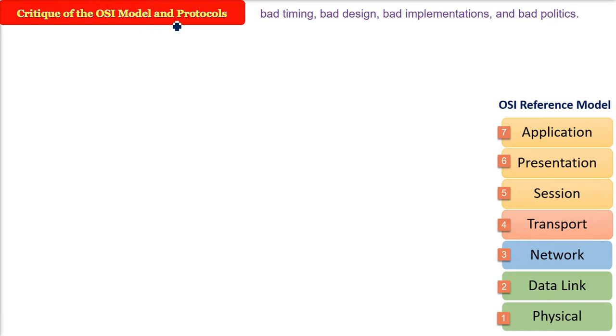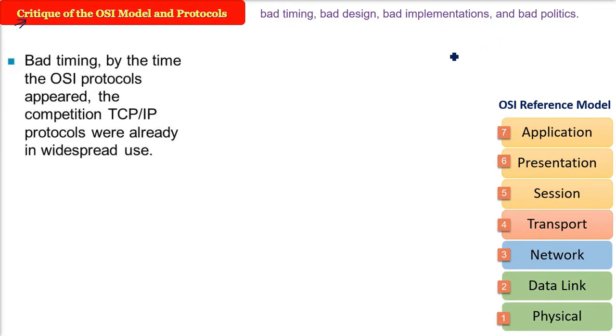The ISO OSI model has certain criticism. We can divide the criticism into bad timing, bad design, bad implementation, even bad politics. Bad timing here means that when the ISO OSI model came, TCP/IP was already popular. The industry and the research people had already adopted TCP/IP, so the OSI reference model got crushed. So the timing was bad.